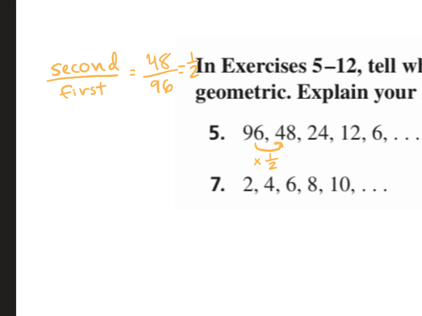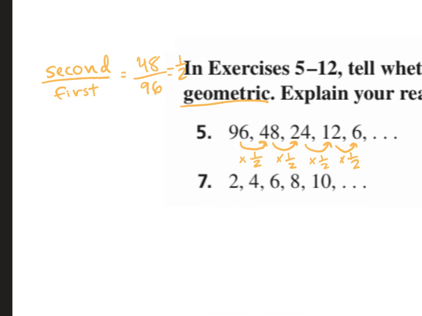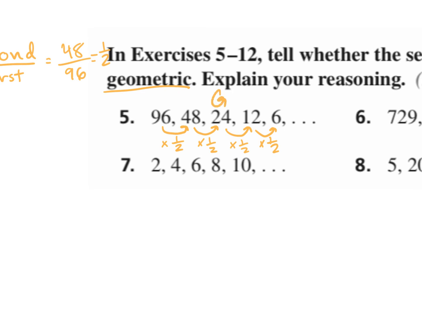So if you notice, our numbers are getting smaller. So technically we're dividing, but always for geometric, we're multiplying. So if your numbers are getting smaller, you're just multiplying by a fraction. So let's double check. If I multiply 48 by 1/2, do I get 24? Yep, if I multiply 24 by 1/2, do I get 12? If I multiply 12 by 1/2, do I get 6? Yeah. So is this geometric? Yeah. And what's my common ratio? 1/2.